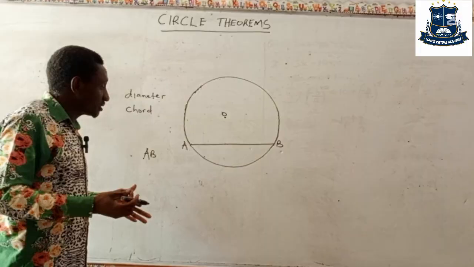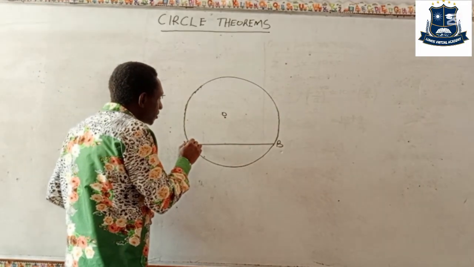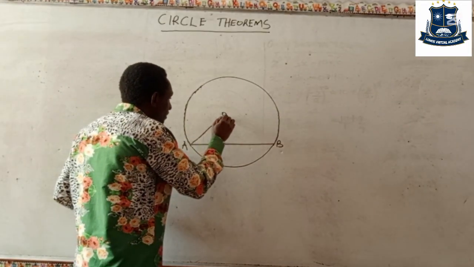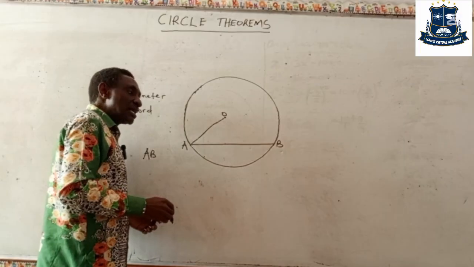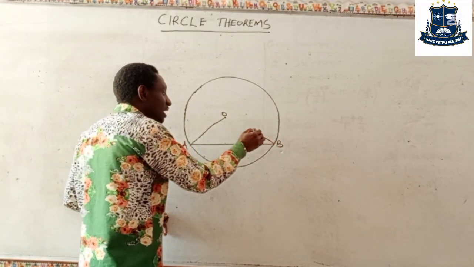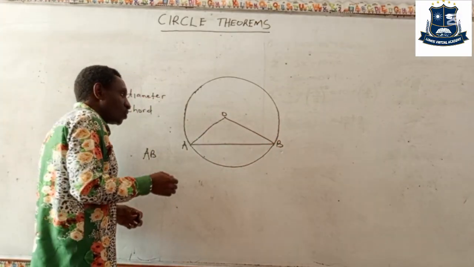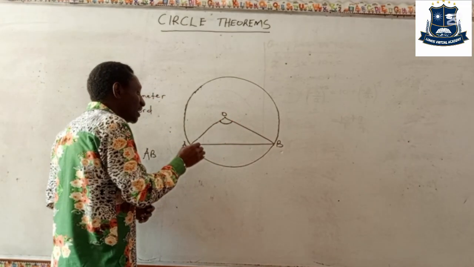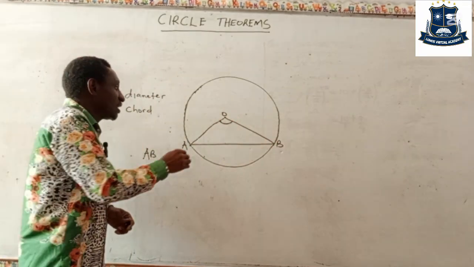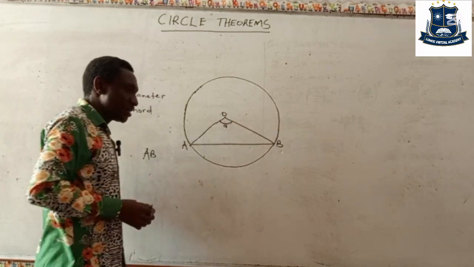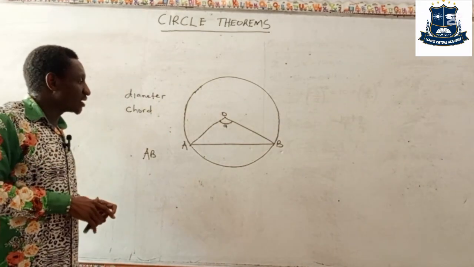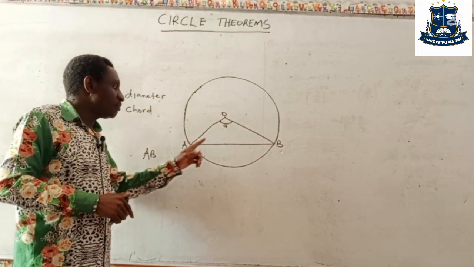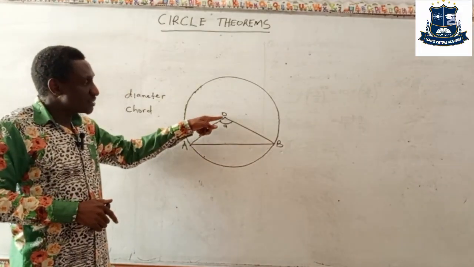How does a chord form an angle at the center? A line comes from one end of the chord to the center, and then another line comes from the other end of the chord and meets at the center. So where the two lines meet, that is where an angle is formed by this chord AB. So this angle, if I call this angle A, that means this angle A is formed by chord AB.